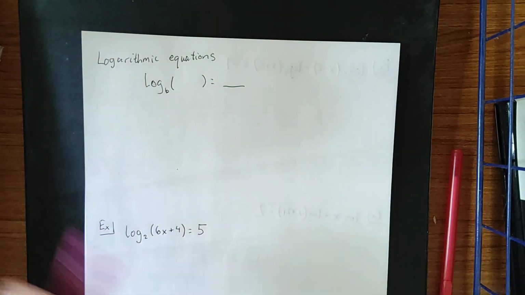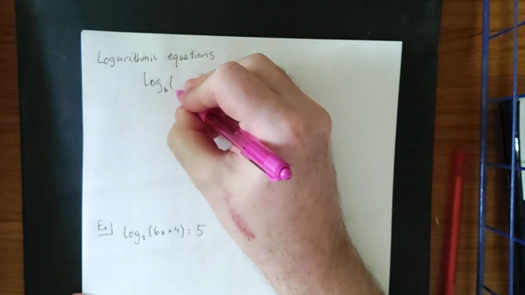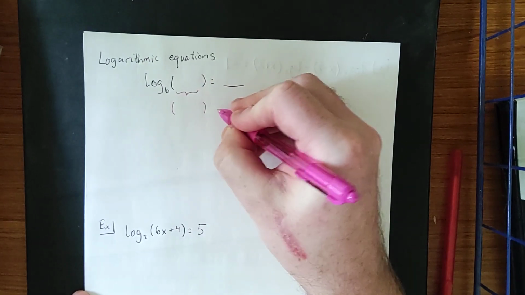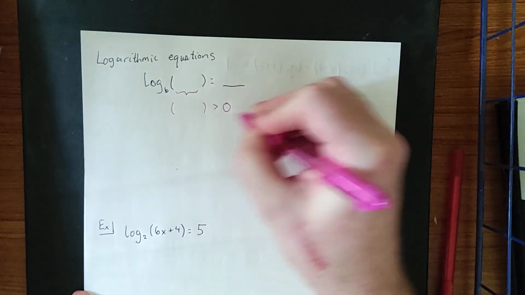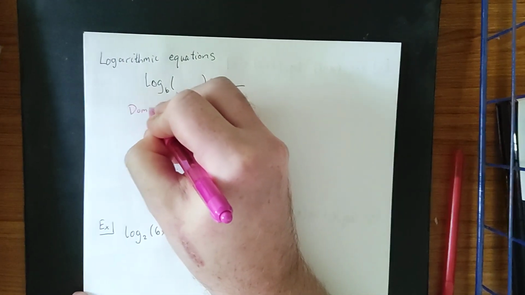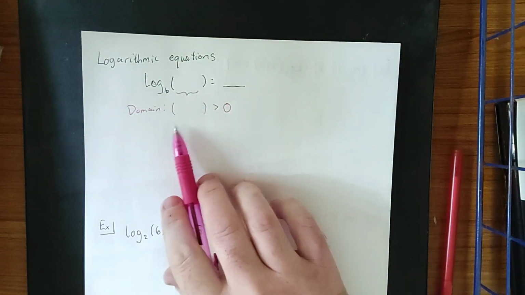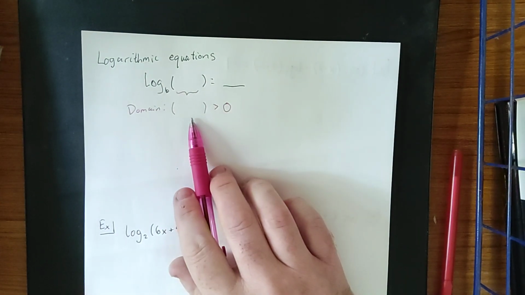Now, as we saw from a previous section, there is a domain associated with logarithms. So whatever happens to be inside the parentheses is going to have to be greater than 0. This will be the domain associated with logarithmic equations. Now, this immediately puts a constraint on your x variables.